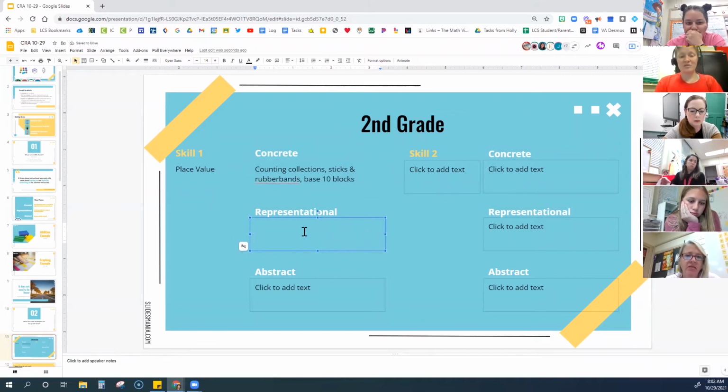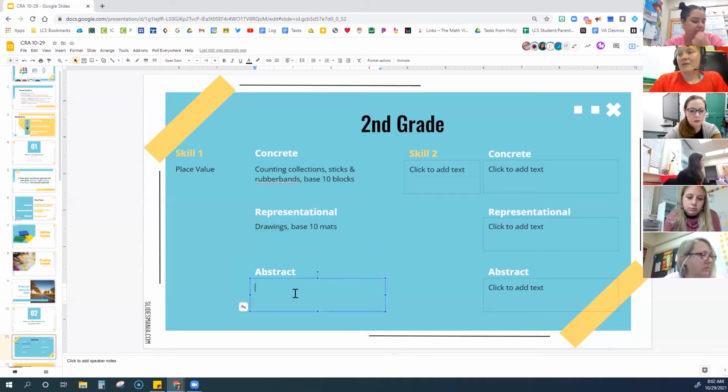And then ways to represent it. Literally just drawings, right? Drawings of base 10 blocks where the rods are just a line and the units are just a dot. I think base 10 mats, where you have a space for hundreds and a space for tens and a space for ones, help with that. And then the abstract could be numbers, could be writing expanded form.